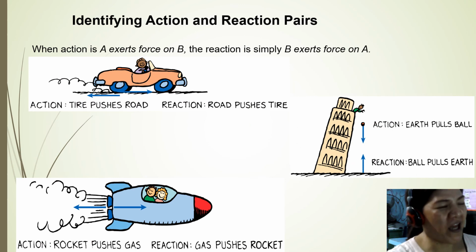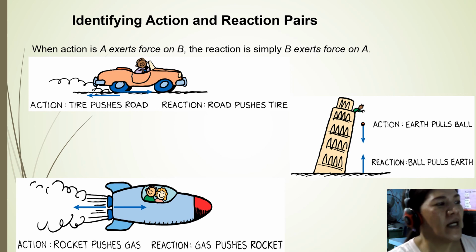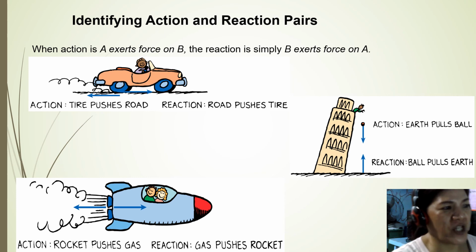Okay, so I have here some situations about action and reaction pairs. What you're going to do is identify which one is the action and which one is the reaction. When the action is A exerts force on B, the reaction is simply B exerts force on A. Now, the tire pushes the road and the road pushes the tire.